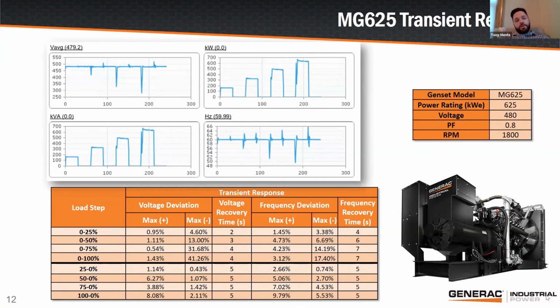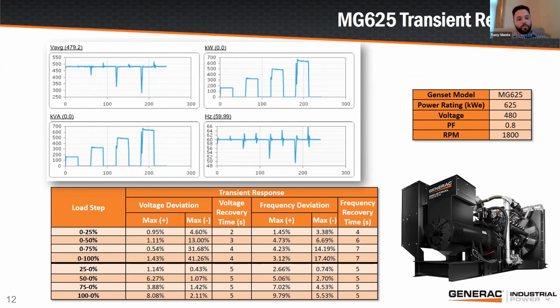So this just kind of shows, again, nailing home the point that we test every unit to be able to prove that it can do that 100% load step and load shed. This is just an example of our 625 kW natural gas genset. You can see the response that you get when you apply these really large load steps and how long it takes to fully get back to recovered, right?